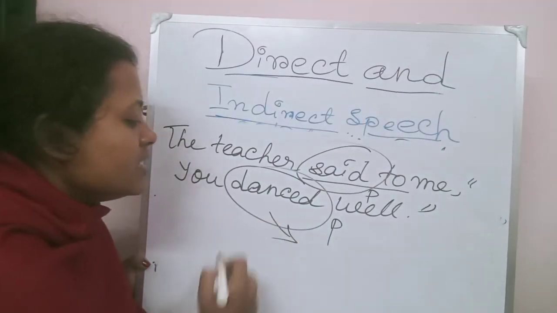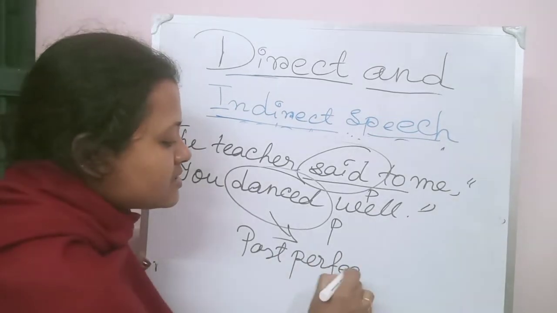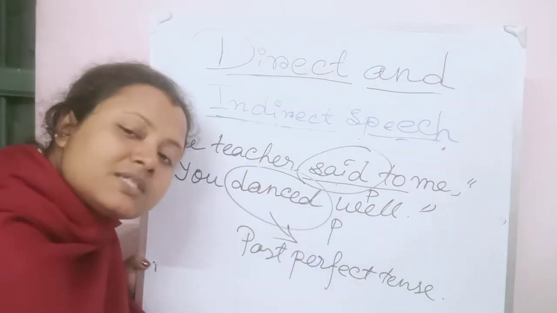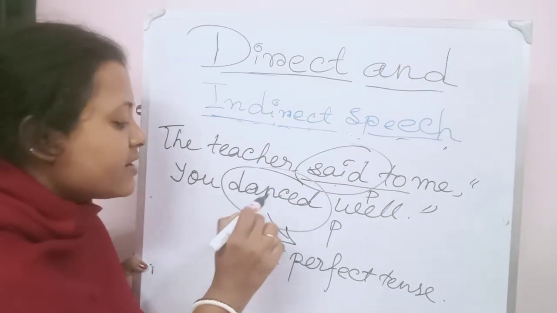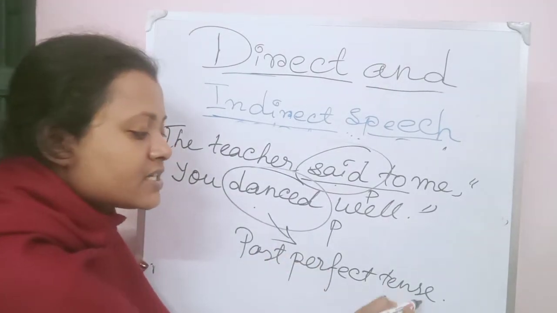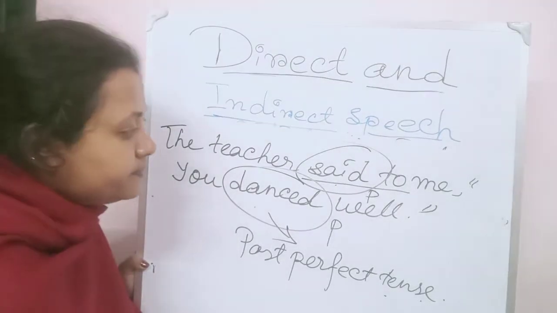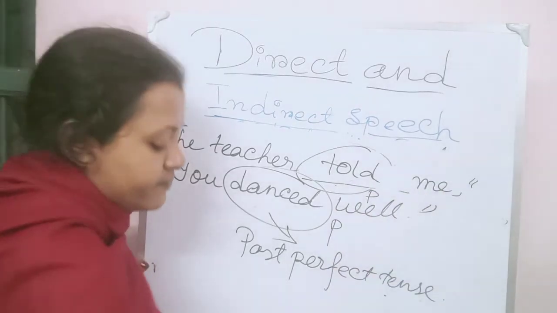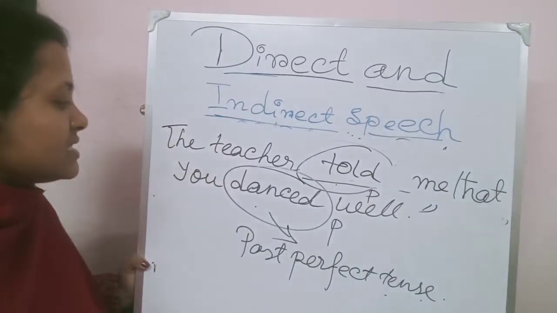So that is why it will turn into past perfect tense. When the reporting verb is in simple past tense and the tense inside the inverted commas is in simple past tense, then it will change into past perfect tense. Okay. For example, how will you write the sentence? The teacher told me that.